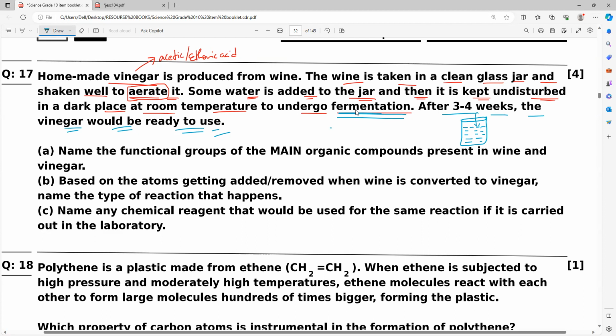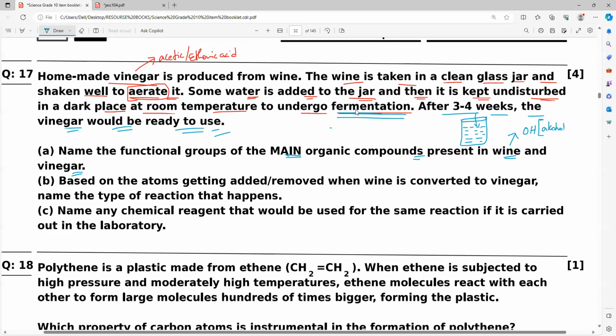Now, name the functional group of the main organic compounds present in wine and vinegar, they are asking. So in wine, which functional group is present? Everybody? What functional group is present? Alcohol. OH.